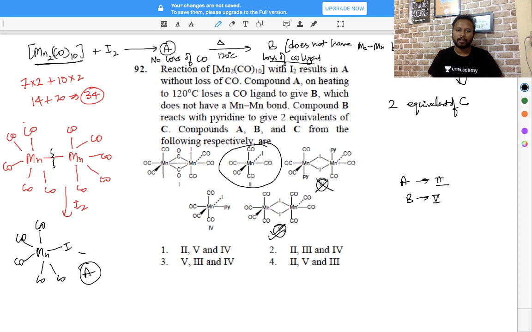Now talking about your C product. It's given that if you treat this particular complex with pyridine, two equivalents of C are formed. So again fission has happened, this bond has been broken, and then you have formed C. If you break this particular bond, manganese will have one place available for bond formation, and that will be through pyridine. So two equivalents of this only can be formed. So your C is the fourth given structure, and the answer will be option number 1.